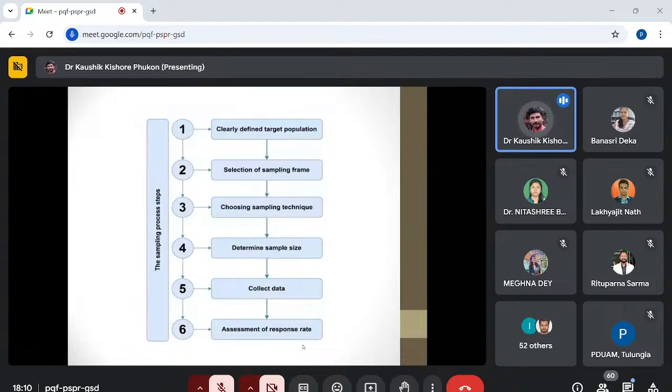So the next step is choosing a sampling technique. Many sampling techniques are there that we are going to discuss. Then determine the sample size, a very complex thing. How to determine a sample size? Not complex, I'd say, it's simple. I am going to explain. Then collection of data and assessment of response time. We are going to discuss only the first 4 steps in the first session. I hope in the next session, questionnaire design, collection of data, etc. will be discussed.